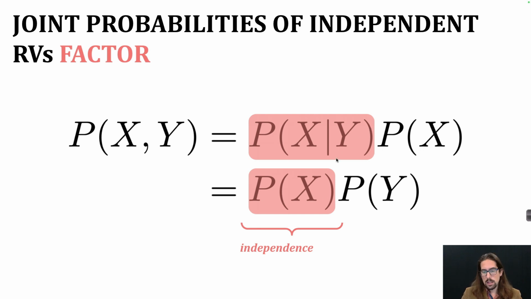Now here we've just used the definition of independence to say if they're independent, then this conditional probability is the same as this marginal probability. Knowing y doesn't tell me anything about x. So this is the same as the marginal probability. So what this says is that the joint probability of two independent variables is just equal to the product of their marginal probabilities.